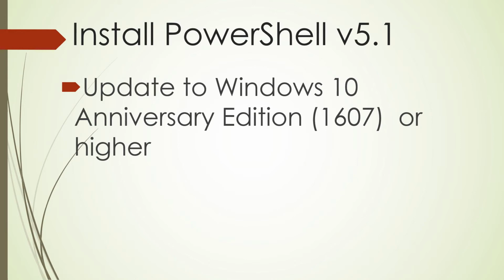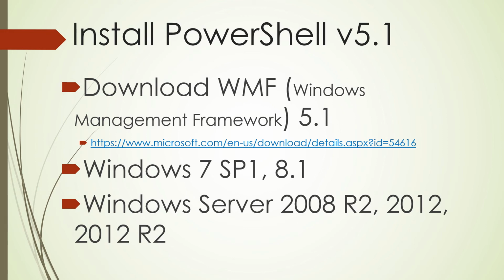If it's not 5.1, prepare to upgrade it. For Windows 10, upgrade to the version equal to or higher than Anniversary Edition 1607. Afterwards, you will have PowerShell 5.1. For Windows 7 Service Pack 1, Windows 8.1, Windows Server 2008 R2, Windows Server 2012, and Windows Server 2012 R2, you can download Windows Management Framework 5.1 from the Microsoft website. WMF 5.1 includes the update to Windows PowerShell.